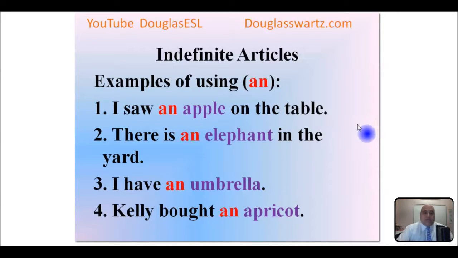Okay, this is the example of using an before words that start with a vowel sound. Number 1, I saw an apple on the table. Number 2, there is an elephant in the yard. Number 3, I have an umbrella. Number 4, Kelly bought an apricot. So we're using an in front of the nouns that have vowel sounds.